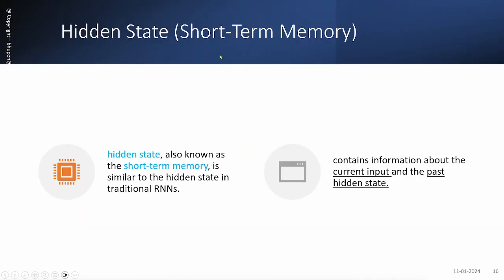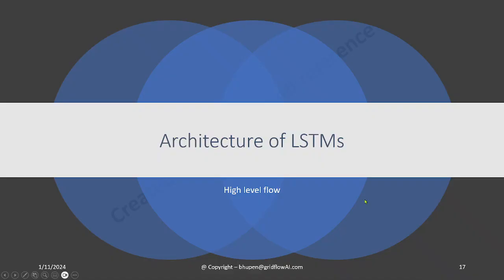Hidden state is a short-term memory where the input is provided, and that input is scaled in terms of linear transformation, and the output that you get is called the hidden state. This is pretty much the same as what we saw in recurrent neural nets. Essentially, the information captured by the hidden state is the current input and the previous hidden state, which is exactly what we do in the recurrent neural nets.